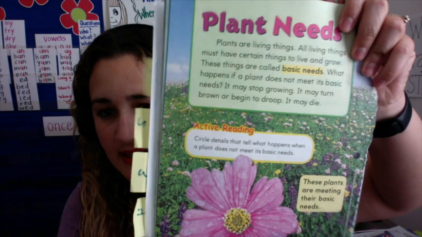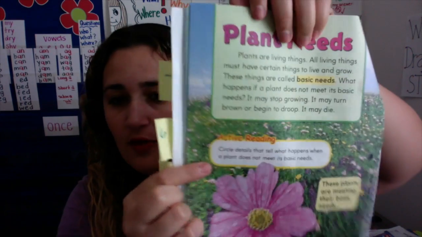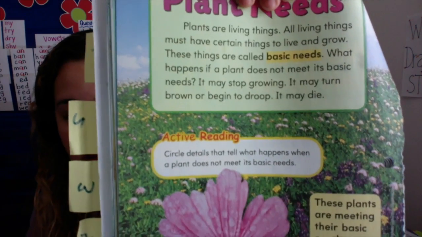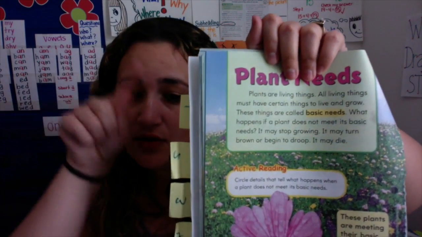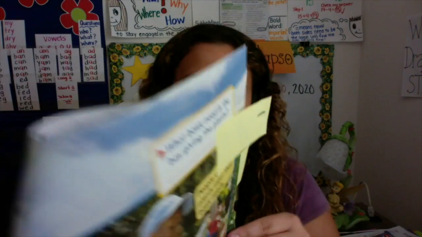And you have the plant needs. Okay? This active reading is really good to help you understand the reading. It says, circle details that tell what happened when a plant does not meet its basic needs. So you have to read it and circle what happens when they don't get the basic needs. Okay? That is day 1.